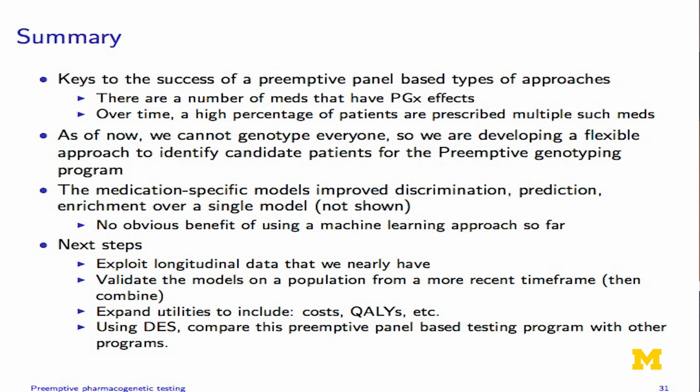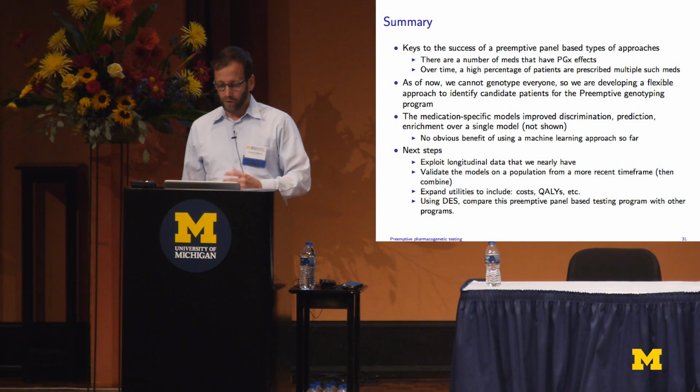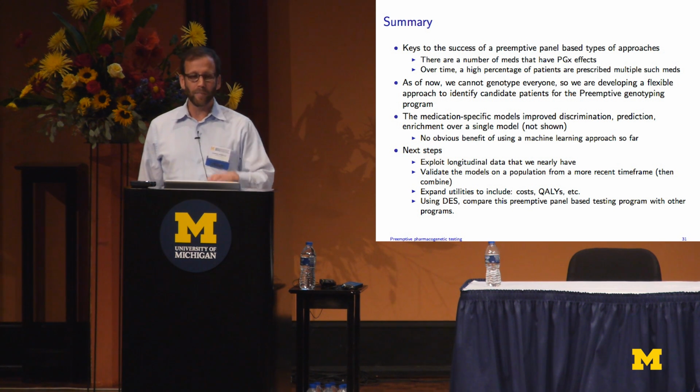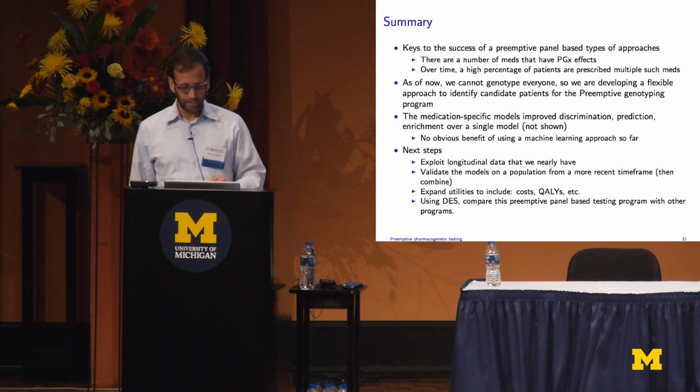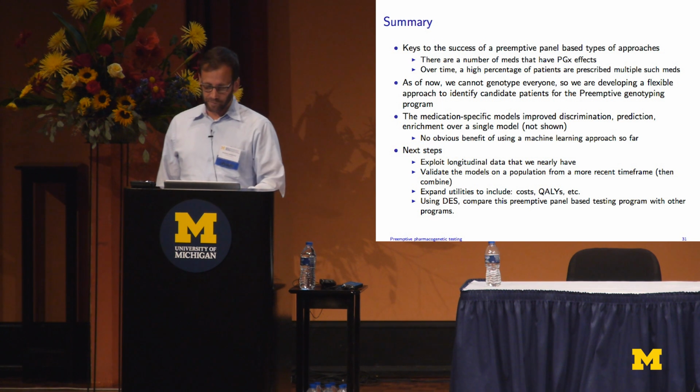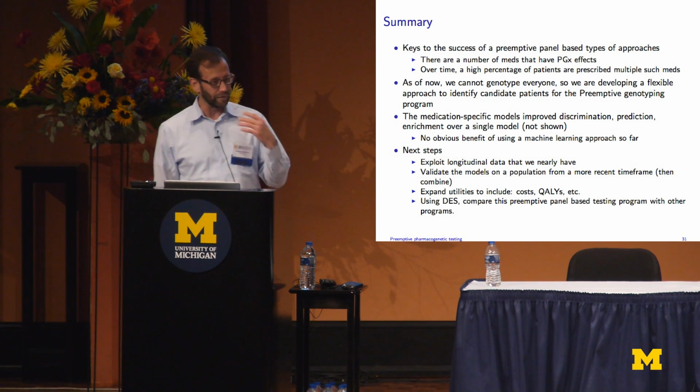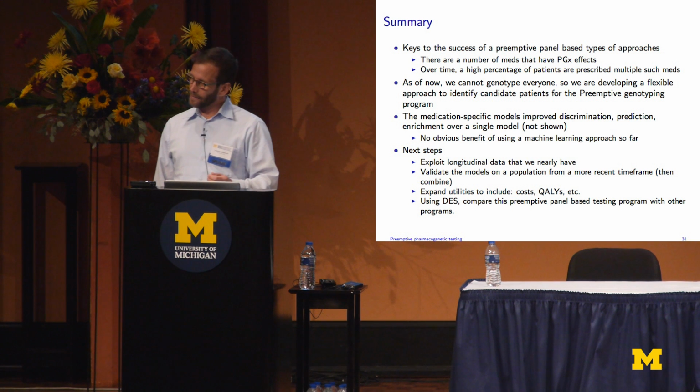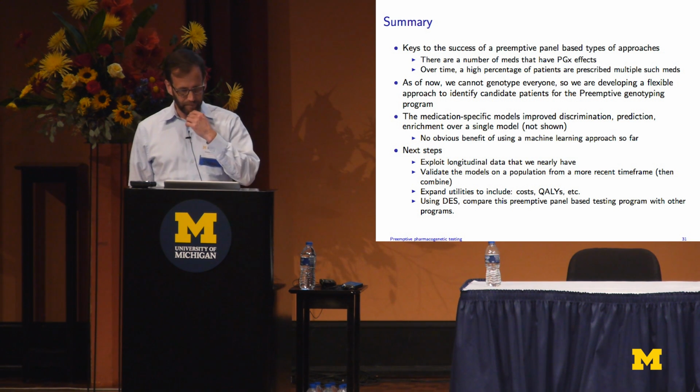Okay, so there are a couple of keys to the success of preemptive panel-based approaches to genotyping. One is you need to build models that predict risk well, but there also have to be a number of medications that have pharmacogenetic effects. Over time, you're hoping that a high percentage of people are prescribed multiple such medications. As of now, since it's a little too expensive to genotype everybody, we're developing a flexible approach to identify candidate patients for a preemptive genotyping program.